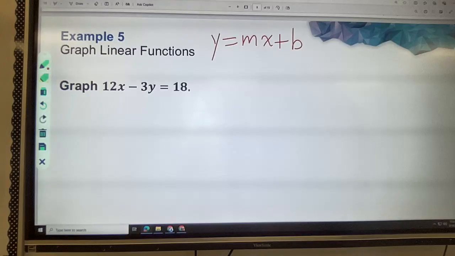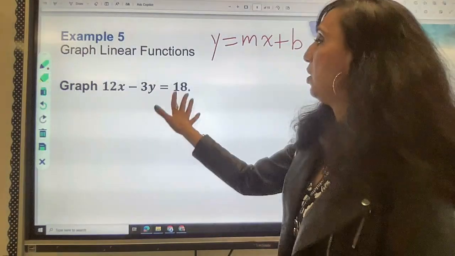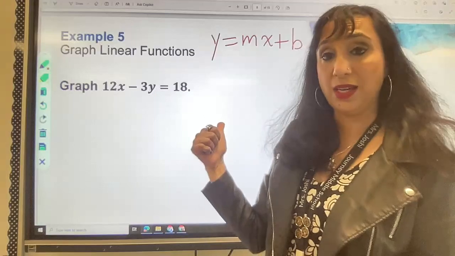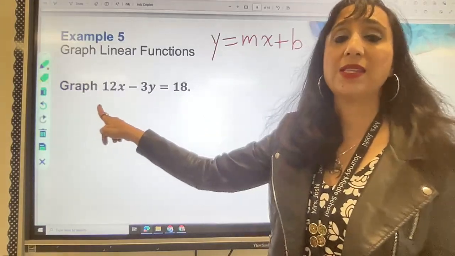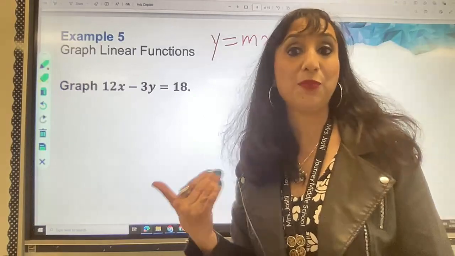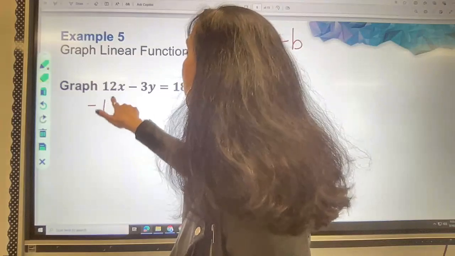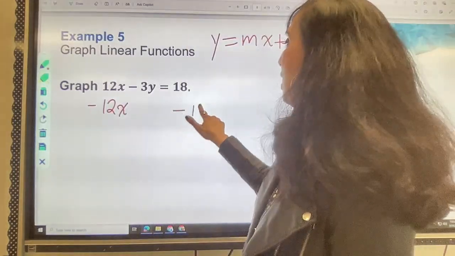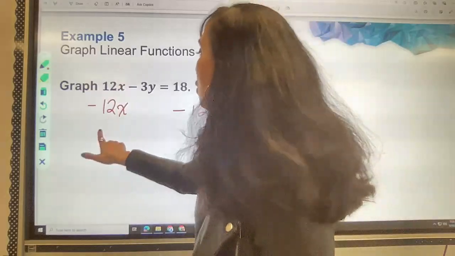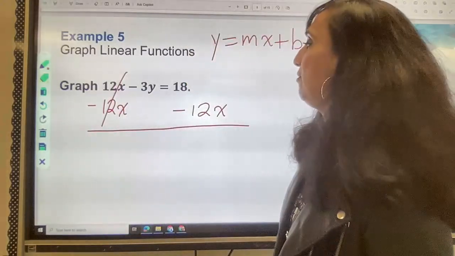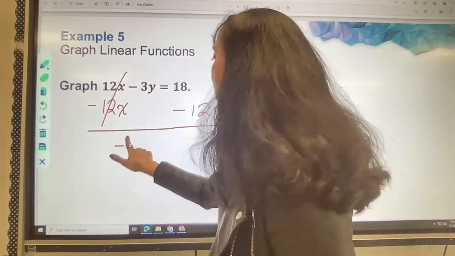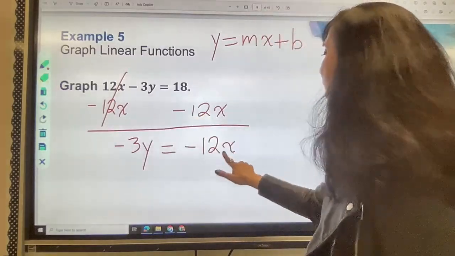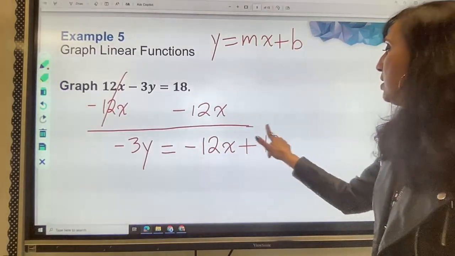So in this case, the first thing that I'm going to do is look at the original equation. And in order for me to write it like this, I need to bring the x to this side, right? So that's 12x. And what is the inverse of addition? It's subtraction. So I am going to do minus 12x. Whatever I do on one side of the equation, I'm going to do the same thing on the other side. So minus 12x. And so therefore, I get 12 minus 12, I have 0. And I have negative 3y is equal to negative 12x plus 18. So this is what I have right now.